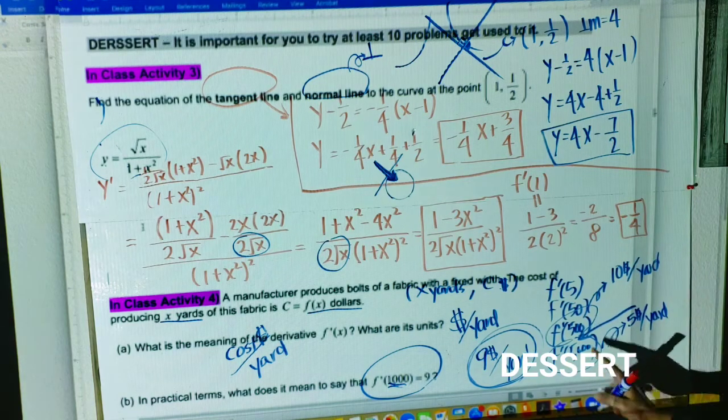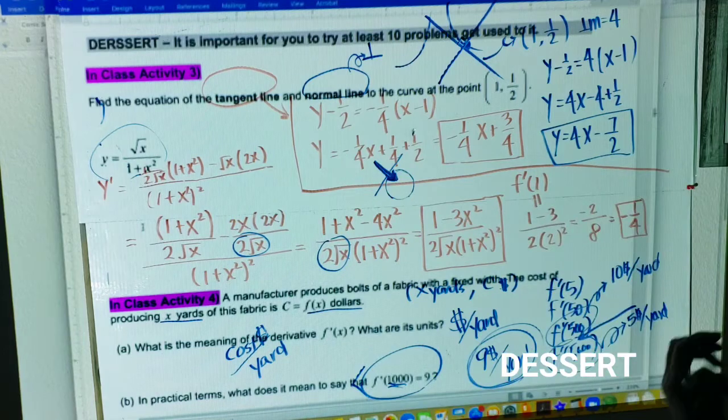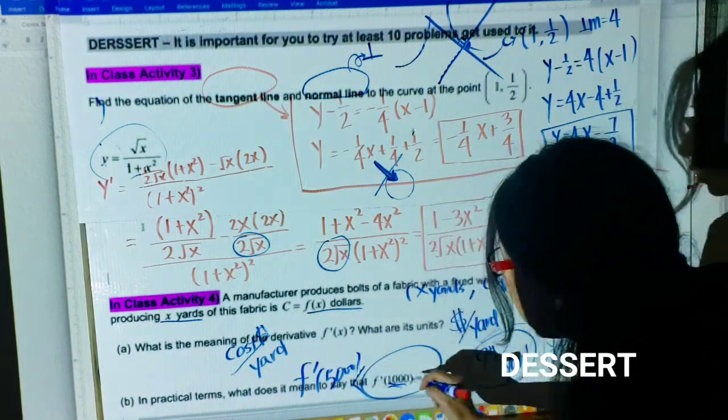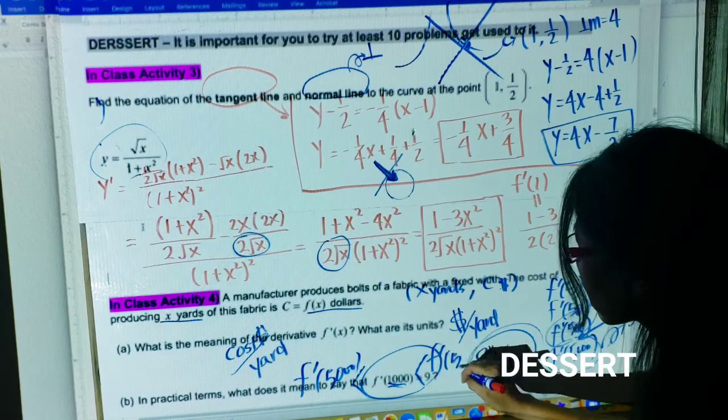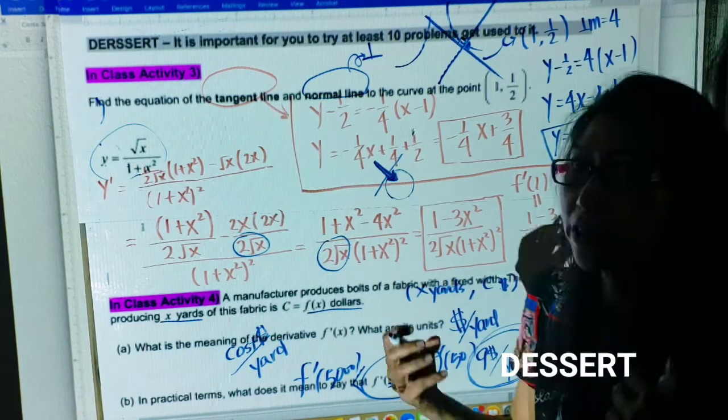So I want you to see that when you look at this question, your slope is going to be less when you're manufacturing more yards than when you're manufacturing fewer. So I want you to see there are differences in cost when you are in a real situation.